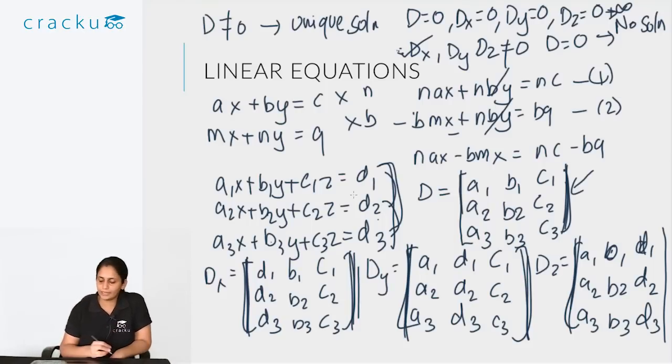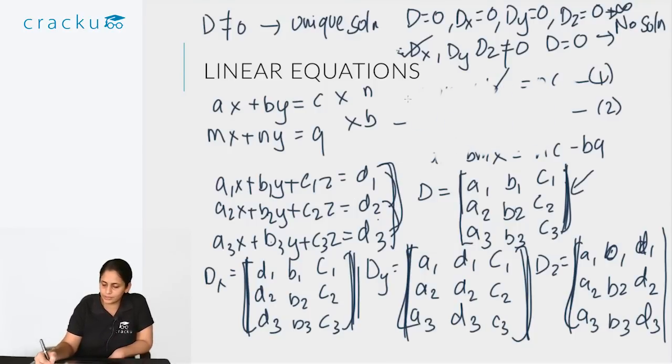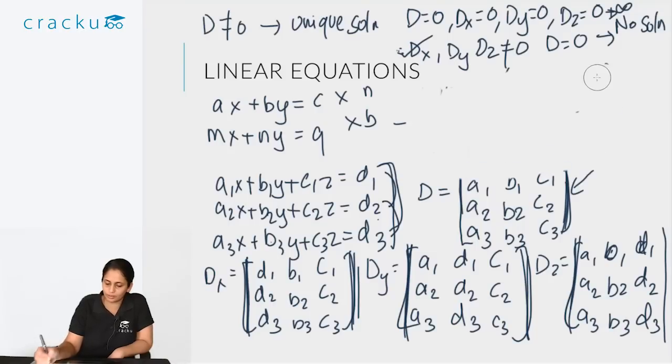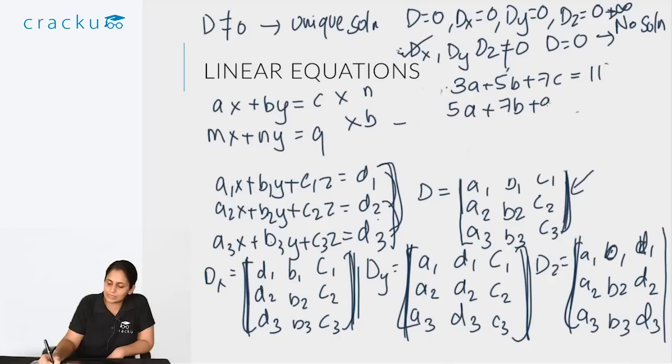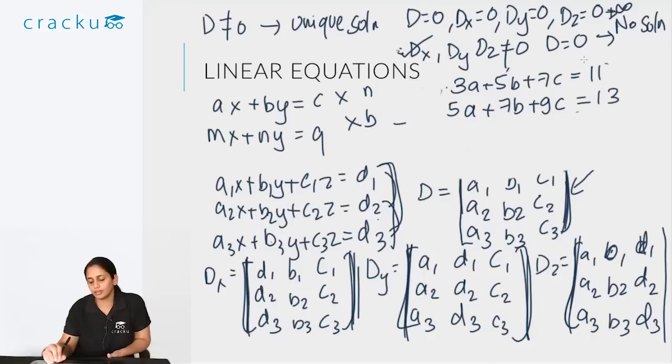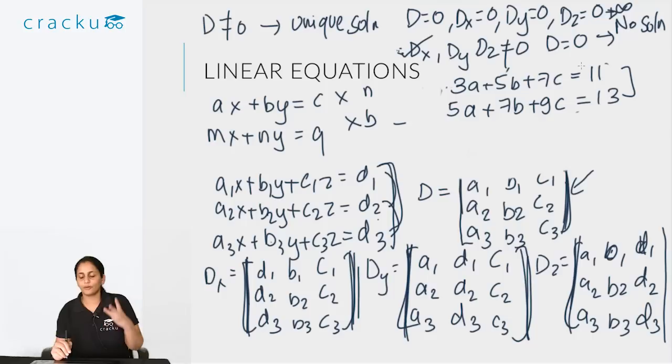Let me just clear up some space. If you see that the linear equation is such that the coefficients are in arithmetic progression, like for example 3a plus 5b plus 7c is equal to 11, and you have 5a plus 7b plus 9c is equal to 13. Even if you have just 2 equations like this, generally you need 3 equations to uniquely determine an answer if you have 3 variables.